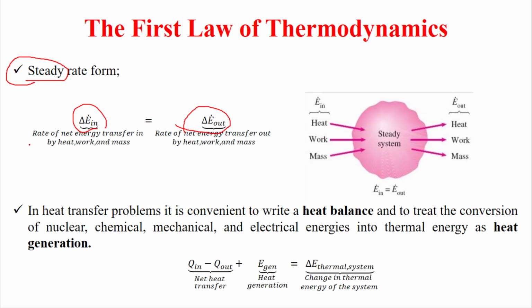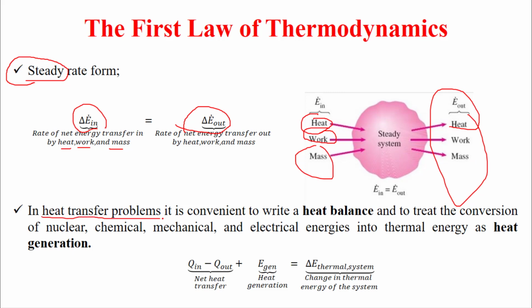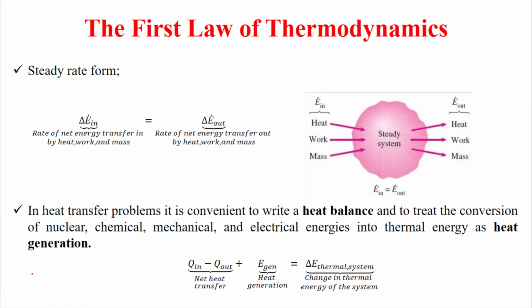Energy in could be due to heat, work, or mass, and energy out is the same. In heat transfer problems, it's convenient to write a heat balance. We used to write Q minus W equal delta E. This is the first law of thermodynamics.